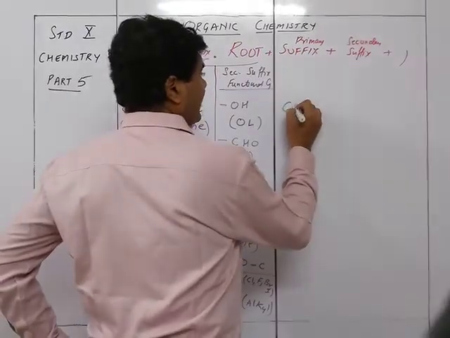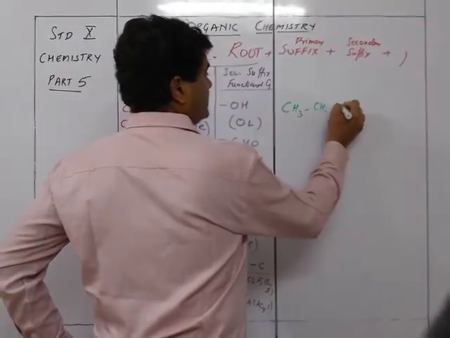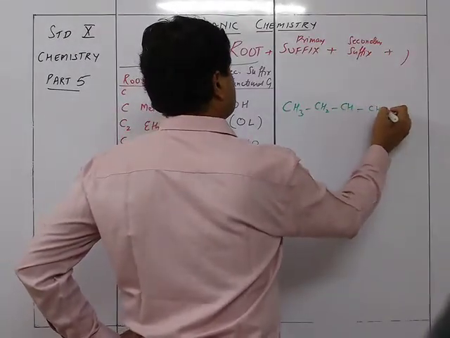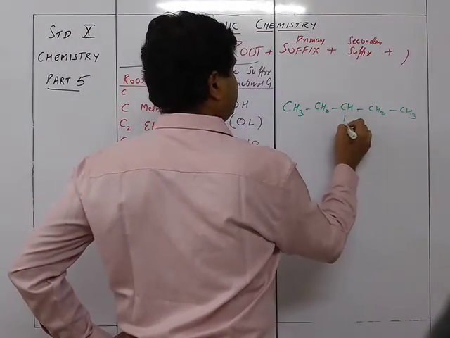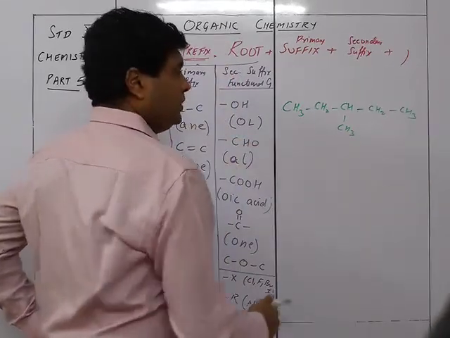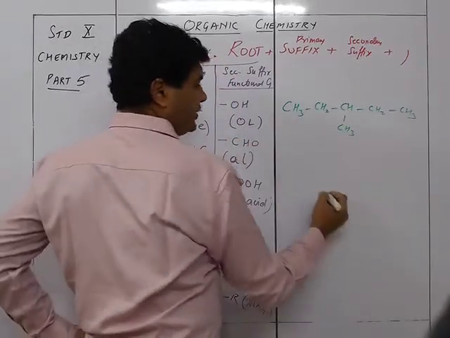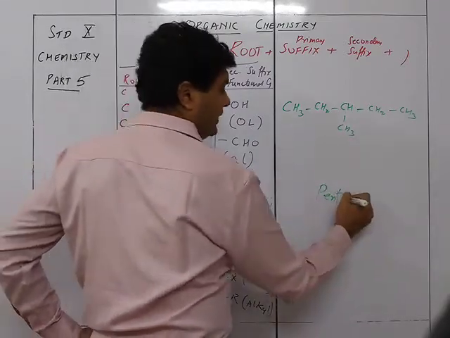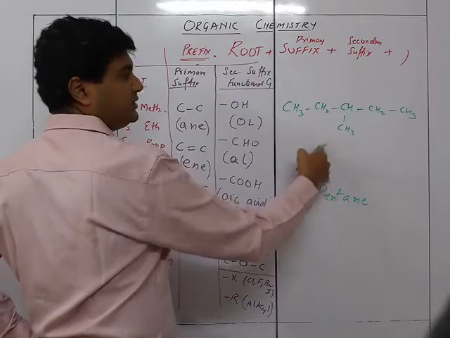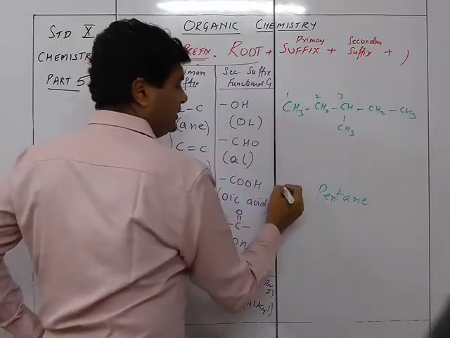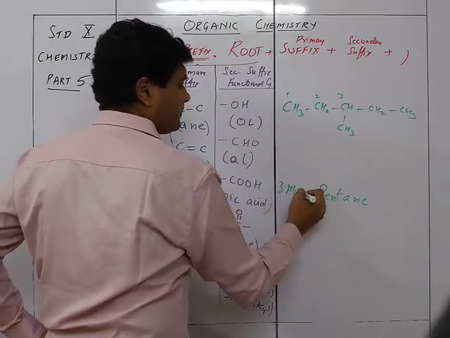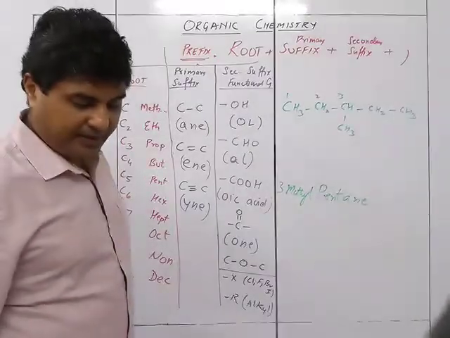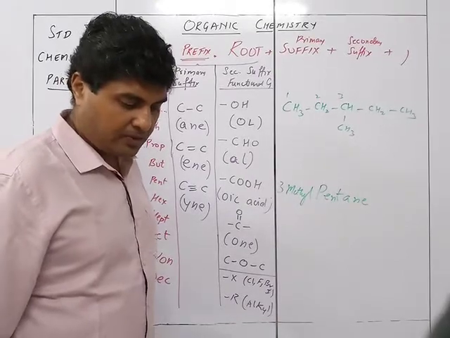It is given as CH3, CH2, CH, CH2, CH3, and here it is CH3. So very simple. You know this will be 1, 2, 3, 4, 5. So it is 5, so it is pent, all single bond, so ane, pentane. And at 3 will be 3-methyl pentane. Very easy. 3-methyl pentane will be the name of this particular compound.